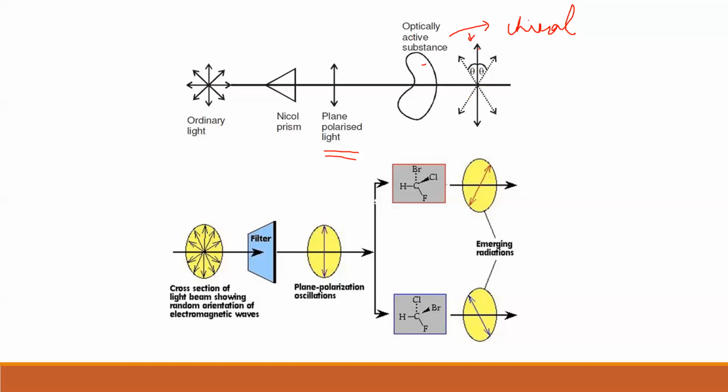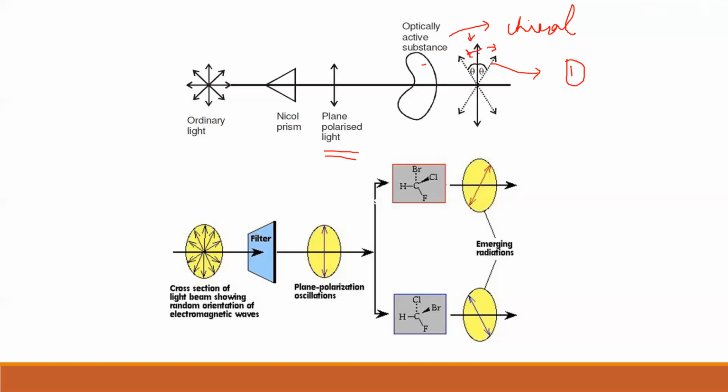Now, there can be two kinds of compounds. One compound can rotate the plane towards the right. That is what is seen here. Here, this was the initial direction. Now it's rotated to what direction? To the right by an angle theta. Clear? This is done by compound 1. Likewise, there is one more compound which can rotate the plane of the polarized light to the left.